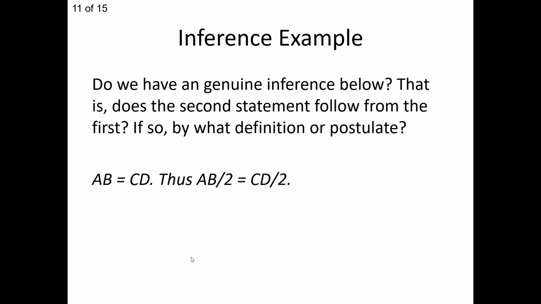It says this. First of all, our statement is the measure of segment AB is equal to the measure of segment CD. Thus, the measure of segment AB divided by 2 is equal to the measure of segment CD also divided by 2. Is that a proper inference? Well, yes. That is actually using the division property of equality. So it does follow because I'm allowed to divide equals from both sides and I still remain with equals. So AB divided by 2 is going to be equal to CD divided by 2, and that does follow from my first statement. 100% of the time, I'm dividing it by the same thing on both sides.